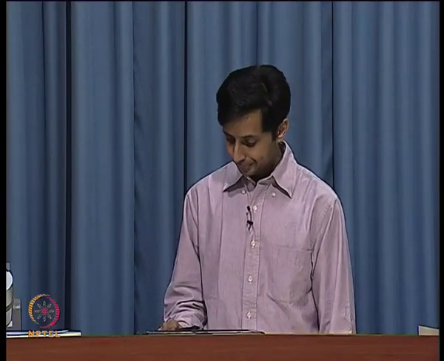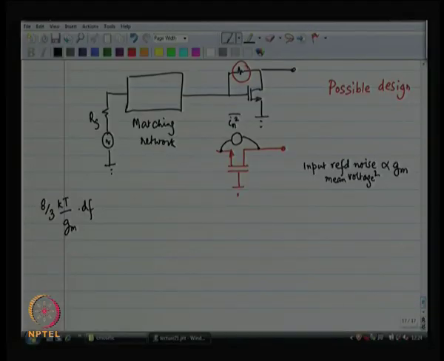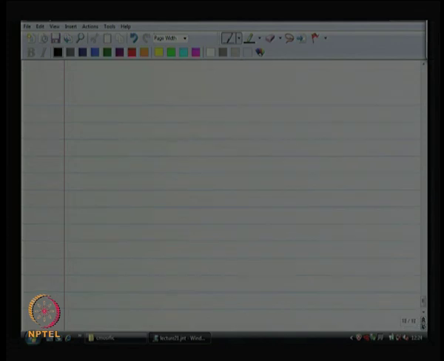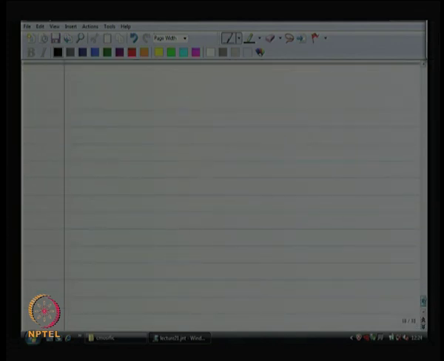So, it is not desirable to have something which is proportional to GM. That means that at high frequencies, when I need large GM, I will get a lot of noise from the MOSFET itself. Okay. So far so good.